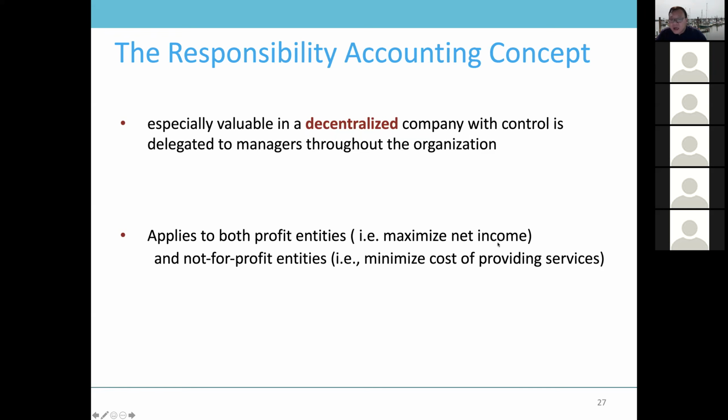Okay, so for the for-profit enterprises, you want to control revenue and the cost, so you try to maximize your net income. For the not-for-profit entities, you need to control your cost, because maybe you can only tap into so much amount of donation dollars. If you are a charity, you have to make sure that you don't overspend your money.